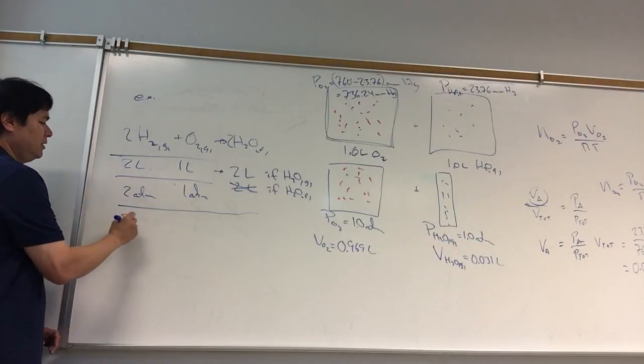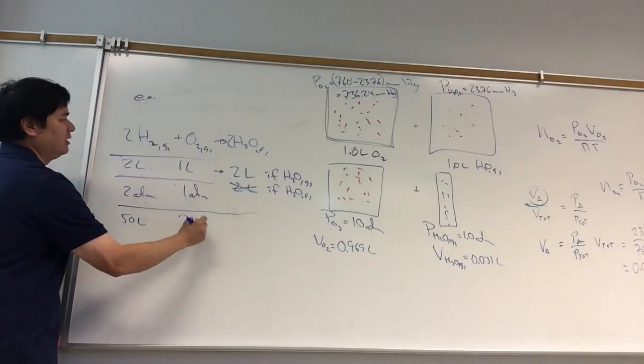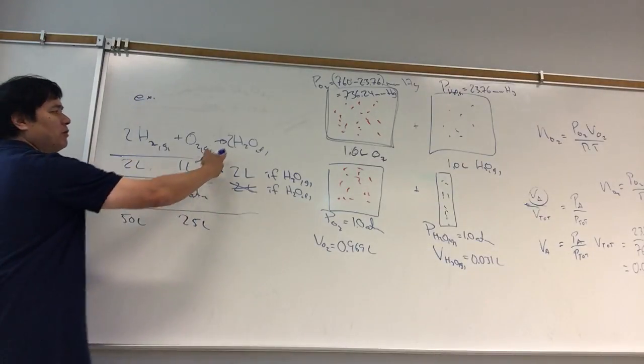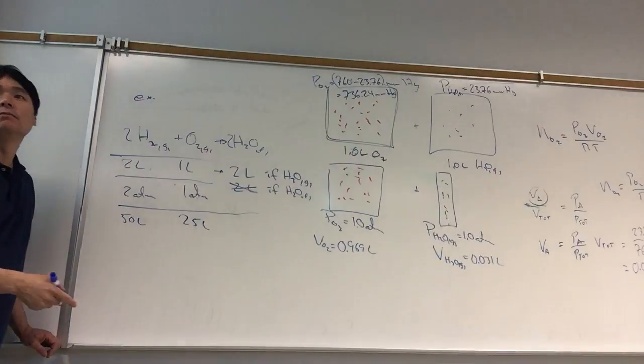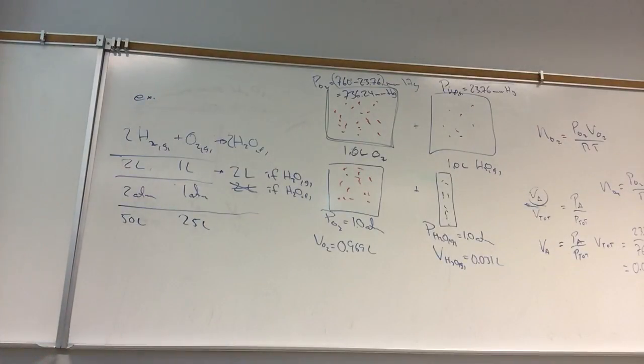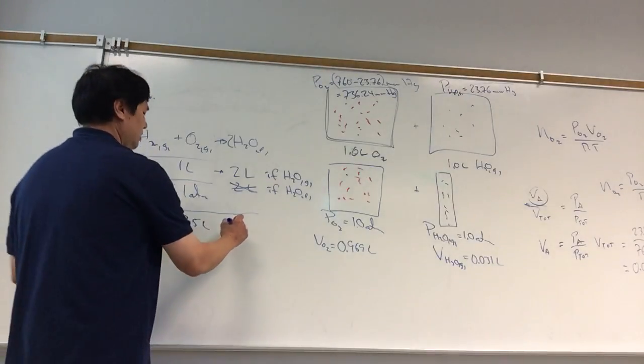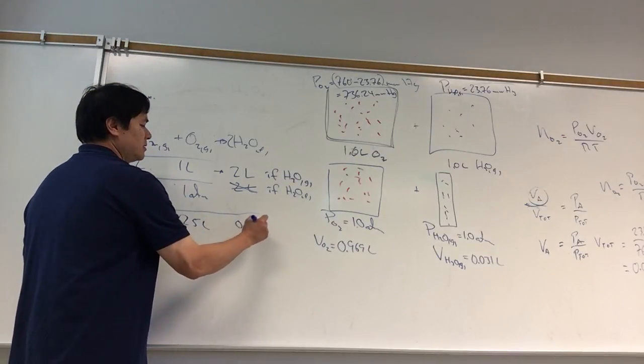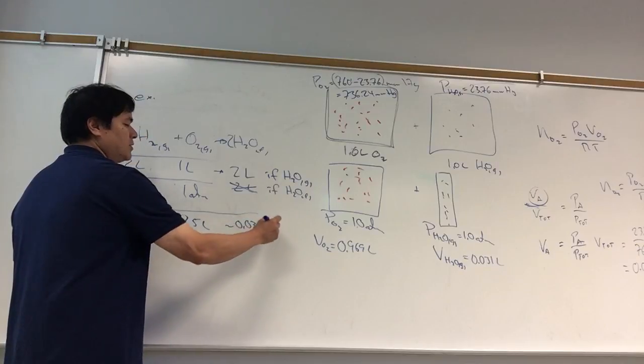And so if I took 50 liters of hydrogen and 25 liters of oxygen, then I'm going to form about 2 moles of water. 1 mole of water is 18 grams. 18 grams is 18 milliliters. And so this is going to form about 36 milliliters, or 0.036 liters, roughly, of H2O liquid.